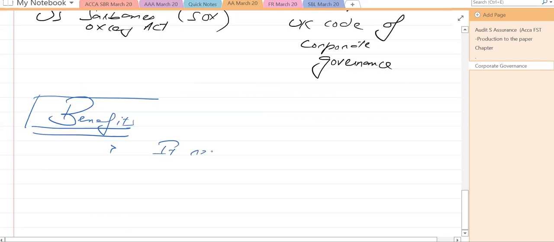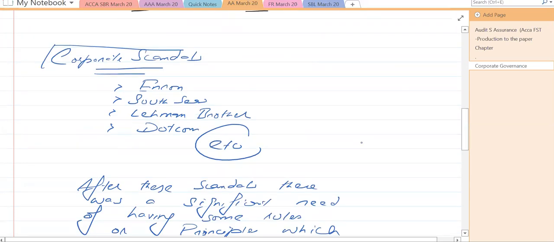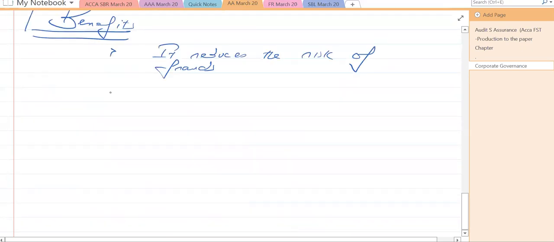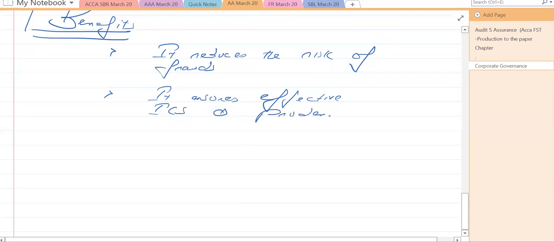It reduces the risk of fraud, as the major issue in the past was the corporate scandals such as Enron, South Sea Bubble, Lehman Brothers, Barings Bank, etc. So it ensures effective internal control system and prudent risk management.